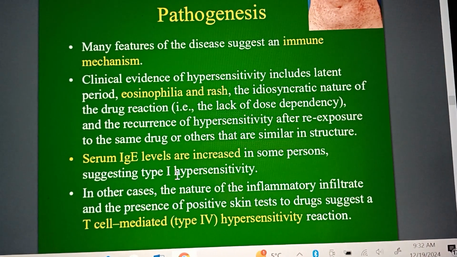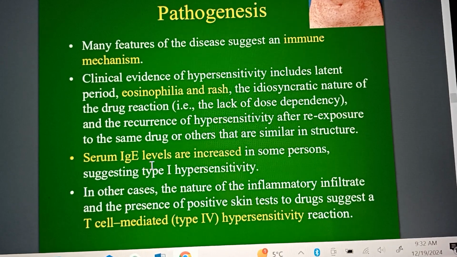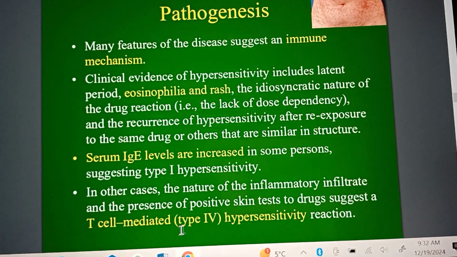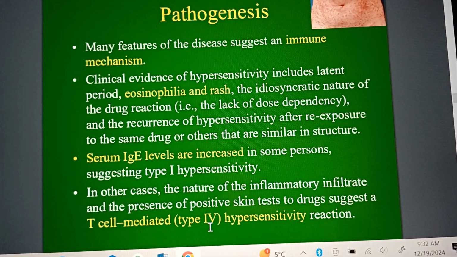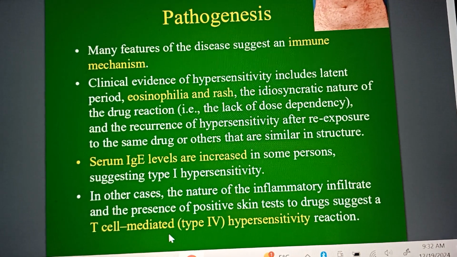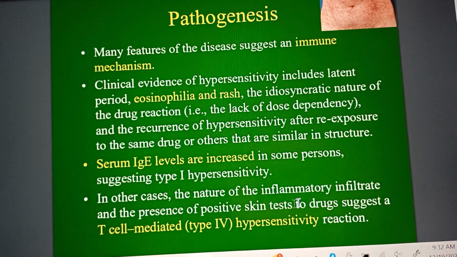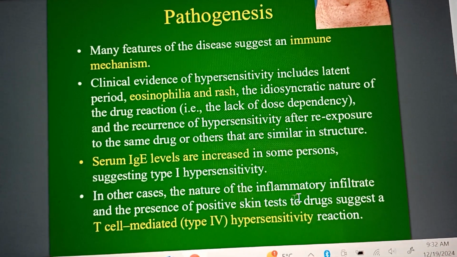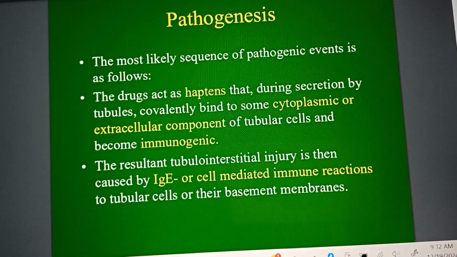If it is type 1, the serum IgE level will be increased. If it is type 4, the type 4 hypersensitivity reaction is T cell mediated, and if you look at what type of inflammatory cells are there, and the skin test, it will be positive.